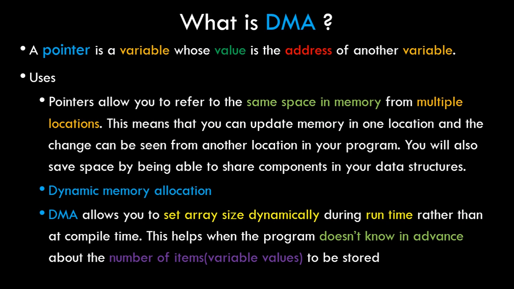So what is dynamic memory allocation? Now we already know a pointer is a variable whose value is the address of another variable. So basically, a pointer stores another variable's address, which can be used to manipulate the value stored at that address. So you can see the uses of pointers, and dynamic memory allocation is one of its applications. So before understanding the dynamic memory allocation concept, let's take a scenario and try to understand when and why dynamic memory allocation is needed.